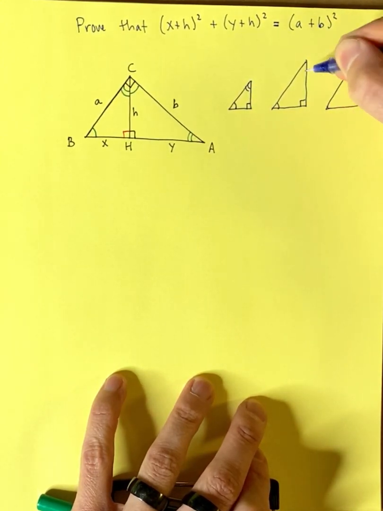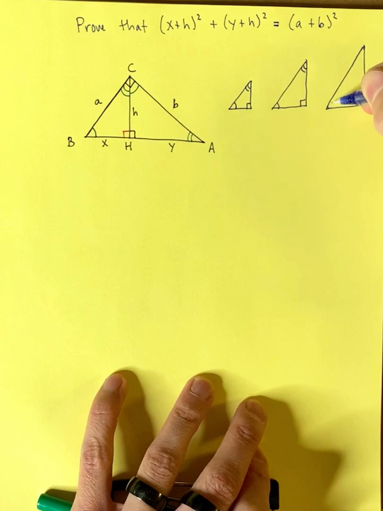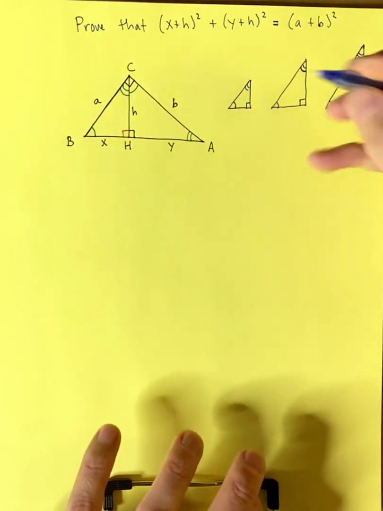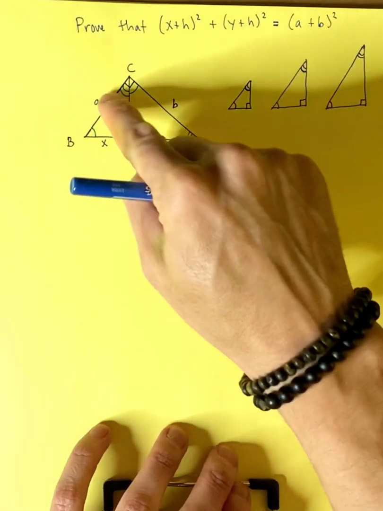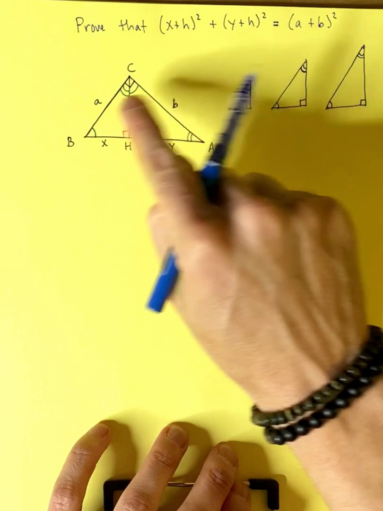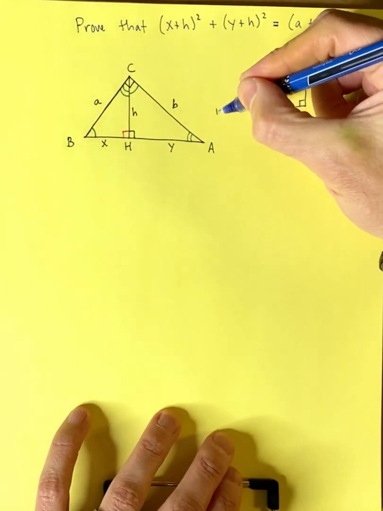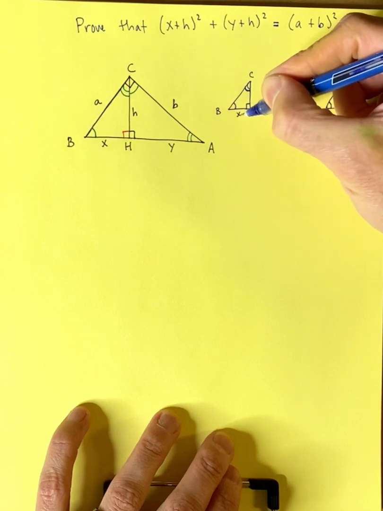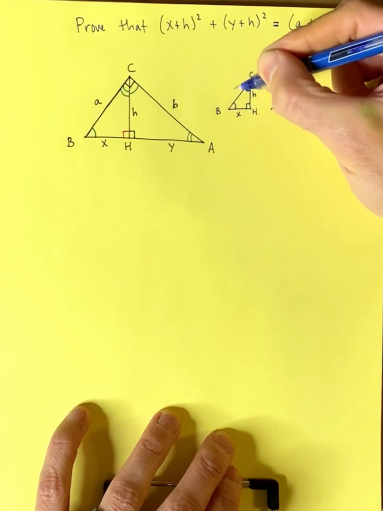I will force them all to have this orientation, and the letters and the vertices will have to go to the corresponding spots. So for example, if you're looking at the little guy, it's conveniently already looking the way it should. So this is B, C, H, X, little h, little a.